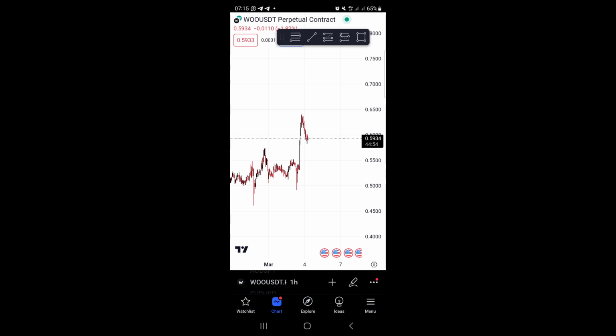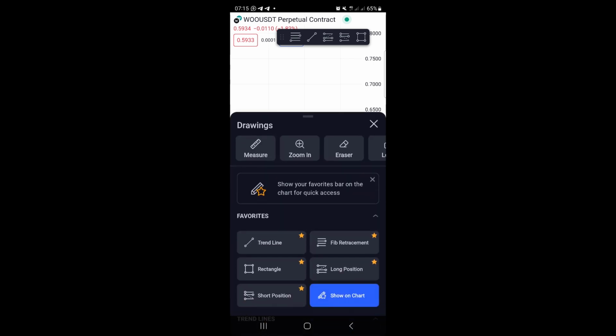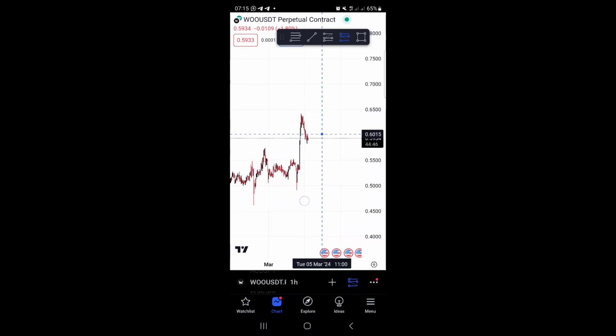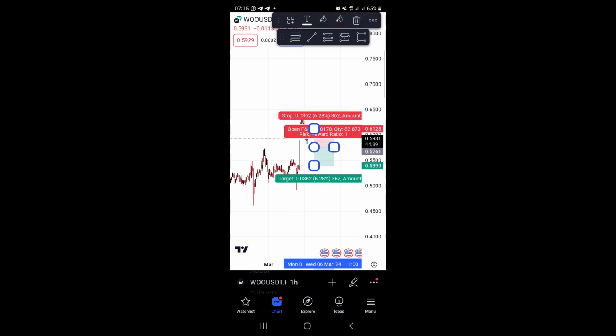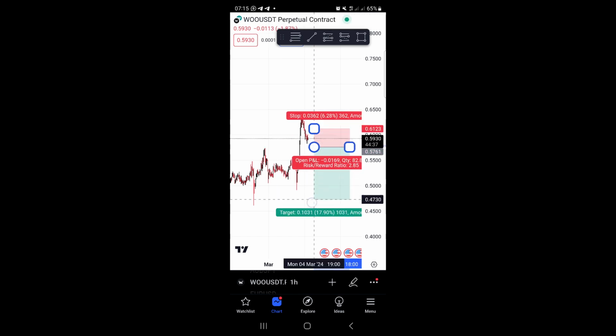So this WU USDT is a short order. So it's a short position. So click on the pencil, select short position. This is a short position. So now what you do is you just take it somewhere close to where the price stopped last, then tap it. You can see it has come out.